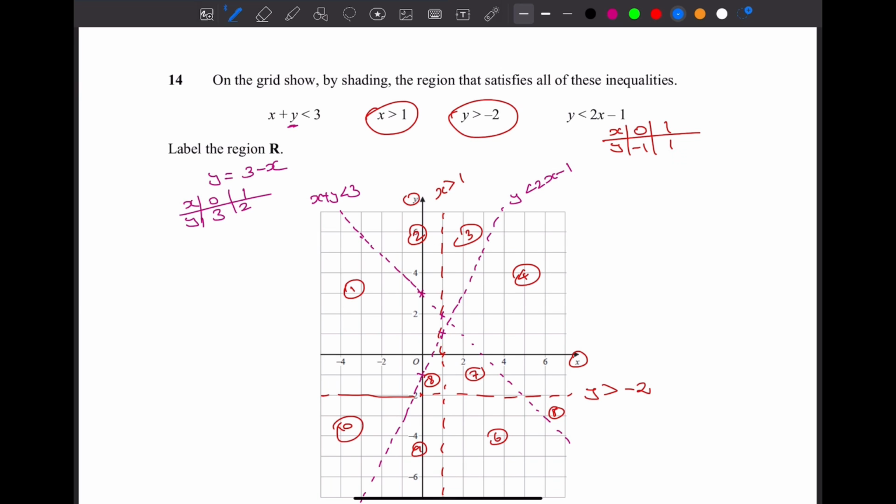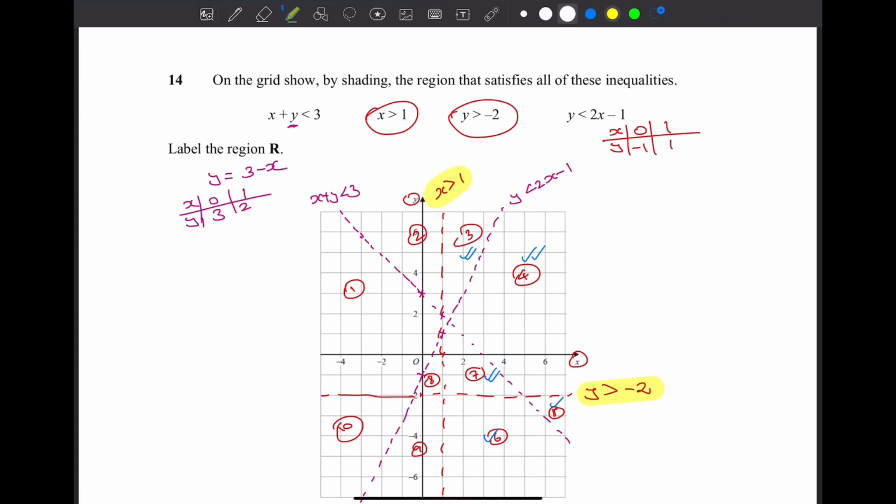X is greater than 1. Greater than means right hand side. Okay, so right hand side means that, and that. Okay, next one. Y is greater than minus 2. Okay, greater than means up in that case, according to that line. So that's just that. 7, 4, and 3.